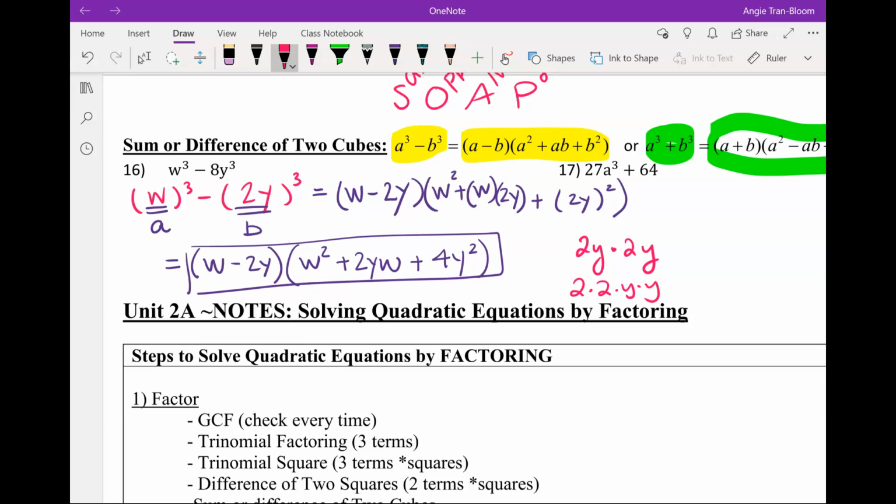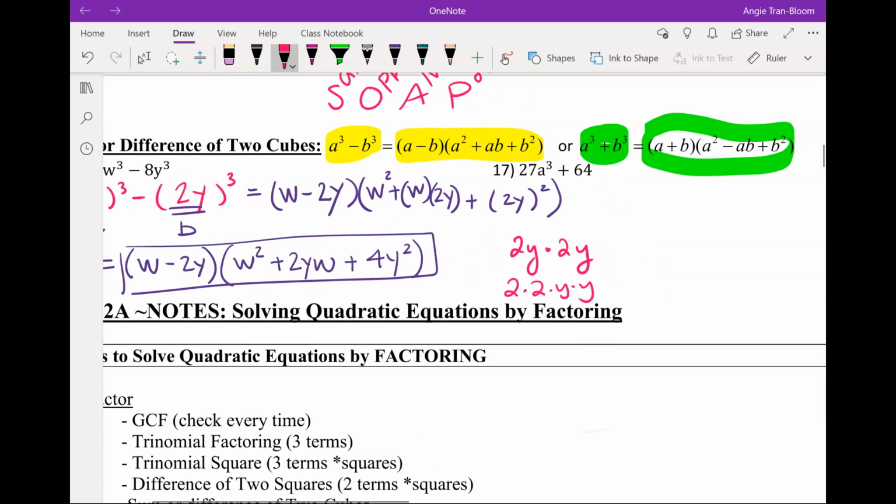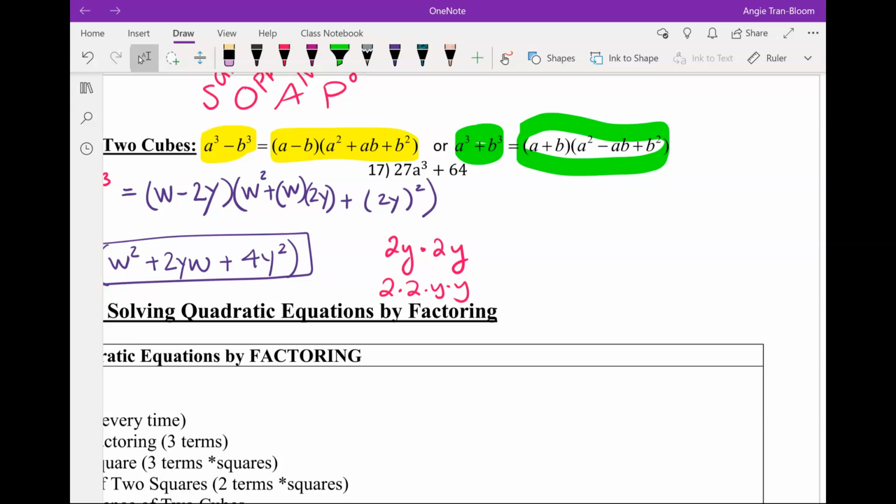27a to the third plus 64. Does it look like it may be the sum of 2 cubes? Okay, so we have to first decide. 27a to the third plus 64. Is it possible to rewrite it as something to the third plus something to the third? Okay, 27a to the third. What is it to the third? Will give me identical values later.